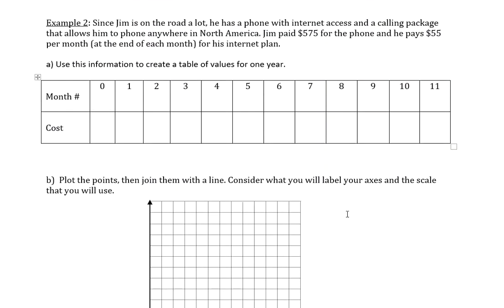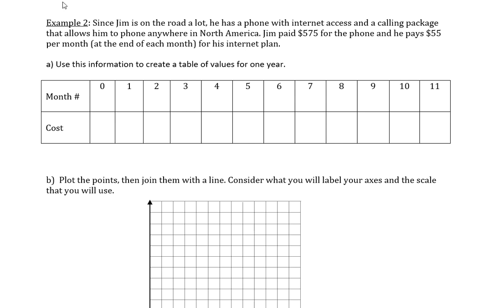Example 2. Since Jim is on the road a lot, he has a phone with internet access and a calling package, right? Most of you do. So it allows him to phone anywhere in North America. Jim paid $575 for his phone, and he pays $55 per month at the end of each month for his internet plan. That's a pretty expensive phone Jim's got.